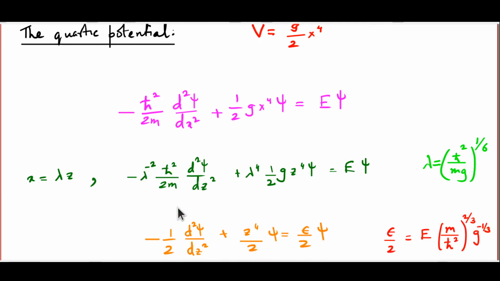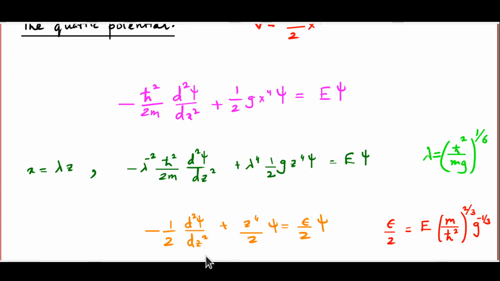And you will end up with this version of the equation: minus half d²ψ/dz² plus z⁴/2 ψ equals ε/2 ψ. Epsilon is simply what you get when you divide E by λ⁴g, and once you substitute this particular value of λ that we have used, we find that epsilon is proportional to E with an additional factor thrown in. So once you find epsilon from this equation, the energy E will immediately follow.